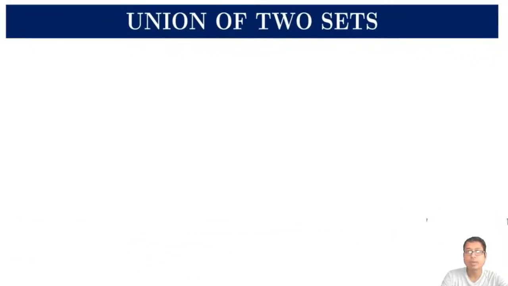Okay, let me talk about some operations on set theory. Like we have operations on two numbers like addition, subtraction, multiplication and division, in the same way, we can also operate on two sets. And the first operation is known as union.